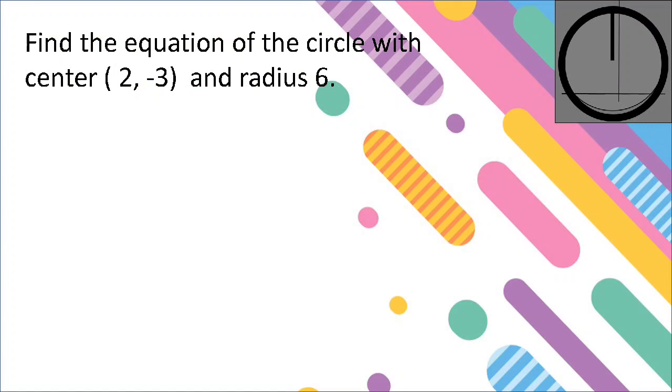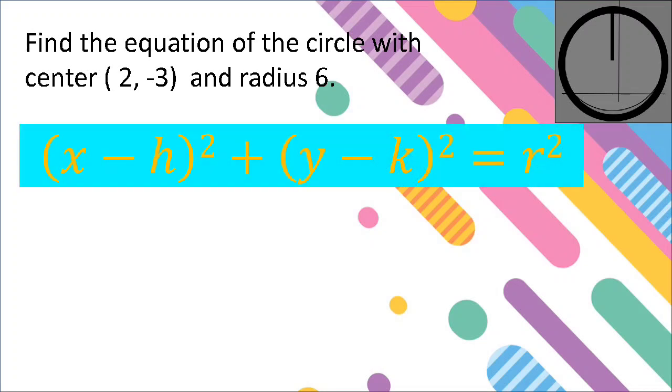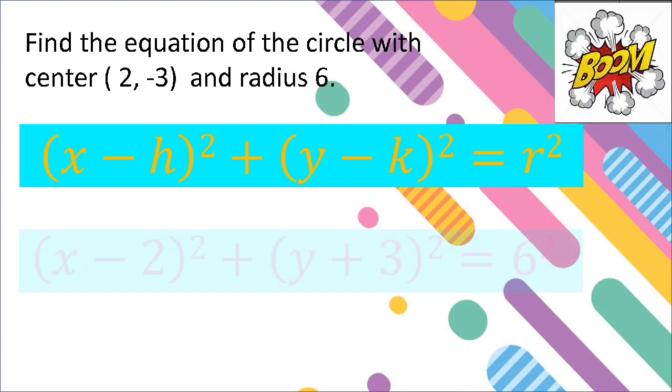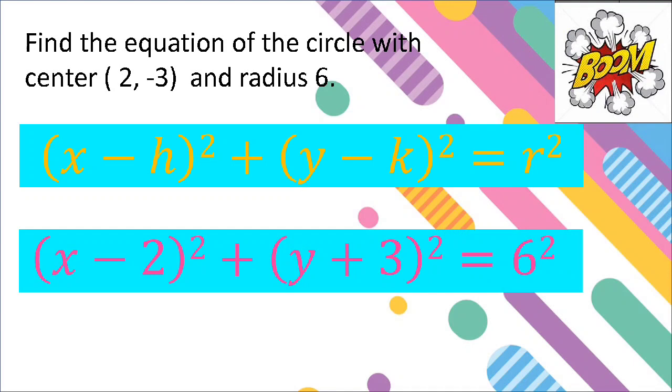So here we're going to find the equation of the circle with center at (2, -3) and a radius of 6. So we have here the standard form of the equation of the circle. We are going to replace h by 2 and k by -3. Since we have two consecutive negatives for k, we are going to change the sign into plus. So we have here the standard form of the equation of the circle as the quantity (x - 2) squared plus the quantity (y + 3) squared is equal to 36.